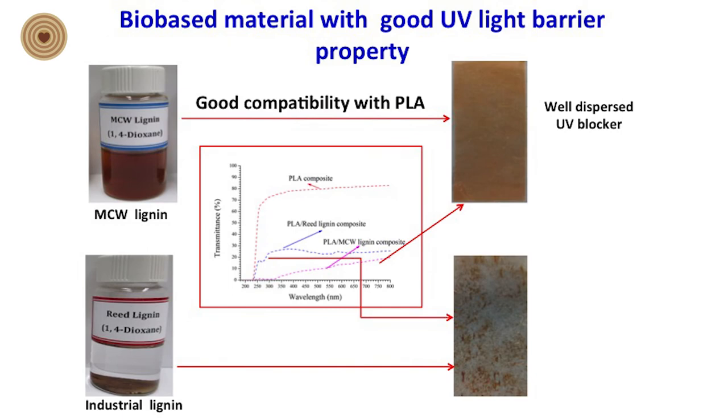So over there, we just put the PLA in there, because they can dissolve in the same solvent. You put it over there, you evaporate it, and it becomes a very nice film. But with industrial lignin, like pulp and paper lignin, they are not comparable, so you see this kind of thing formed.